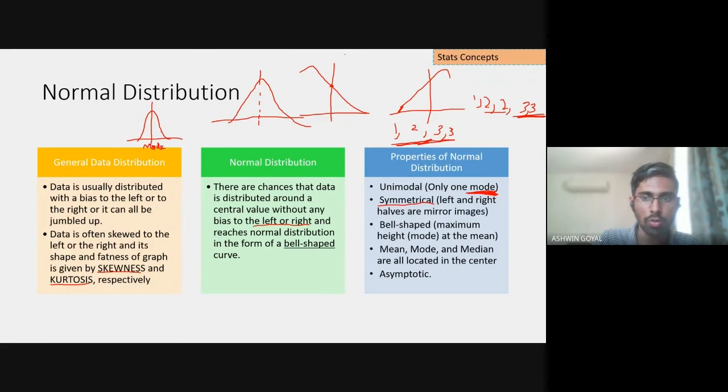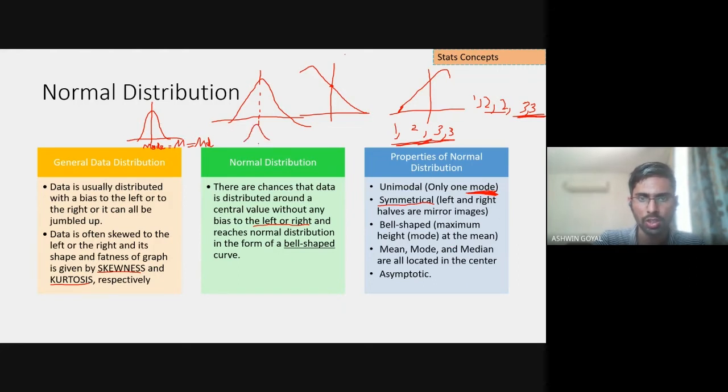And this in a normal distribution is also equal to the mean, which is also equal to the median. So this is a very important property of a normal distribution, that the mean is equal to the mode, which is equal to the median, and it lies at the center of this distribution in case of a normal distribution, right?